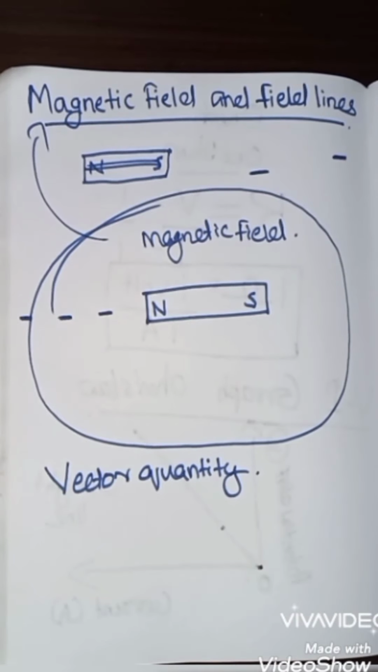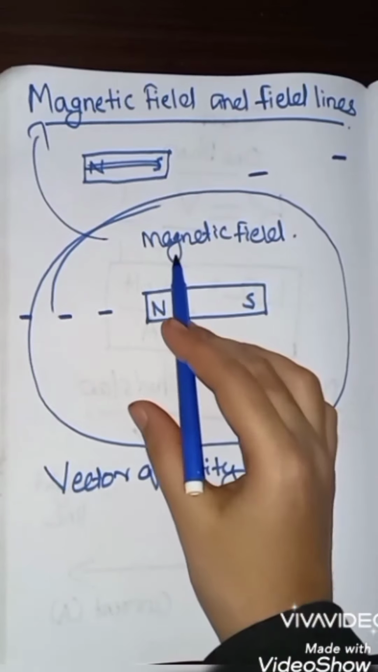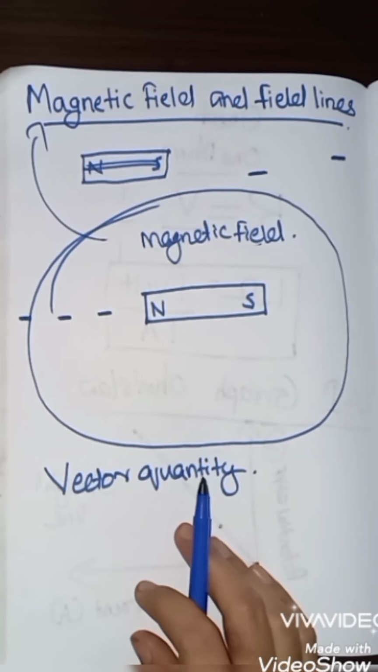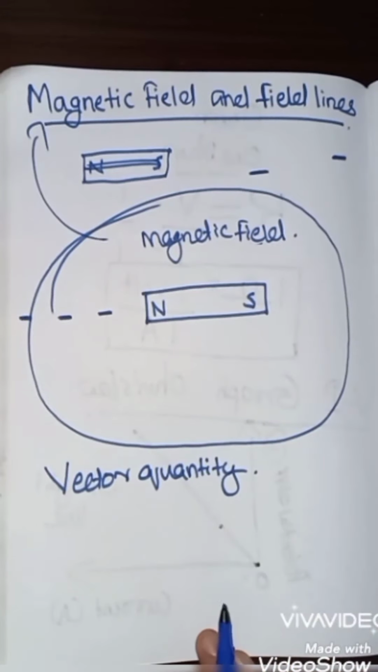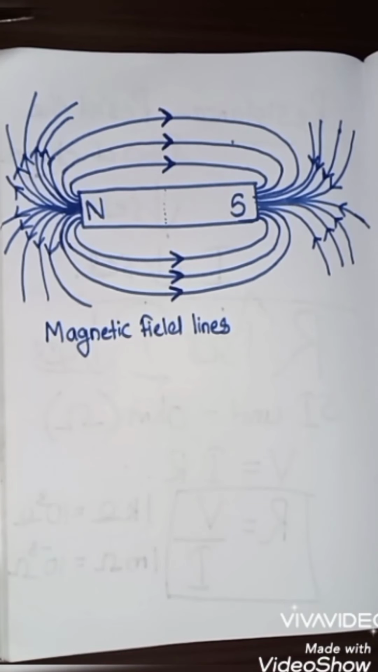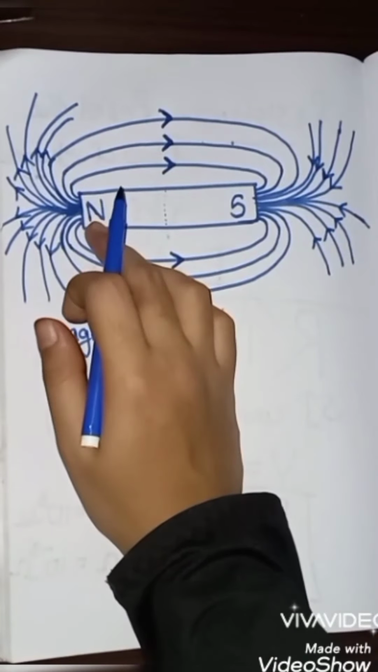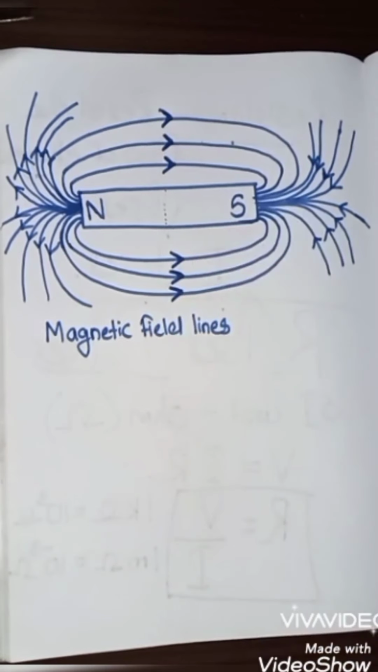And the next one is the magnetic field lines. What do you mean by magnetic field lines? This magnetic field can be represented by the magnetic field lines. Here, these are the magnetic field lines of the bar magnet. Here is the north pole and here is the south pole.